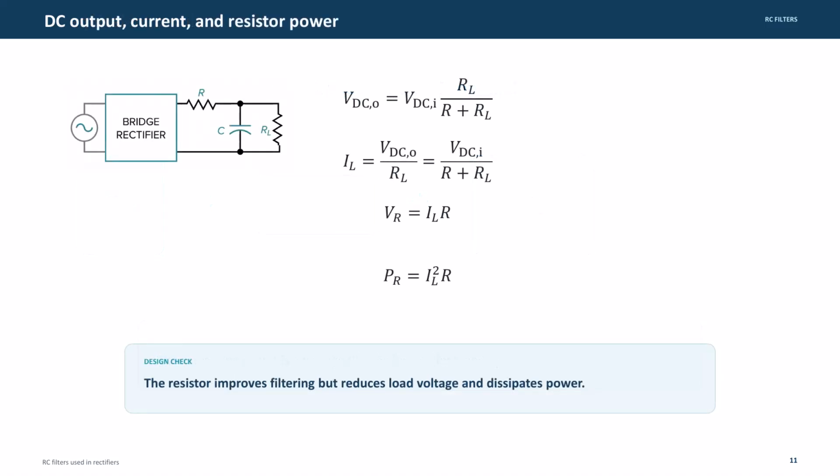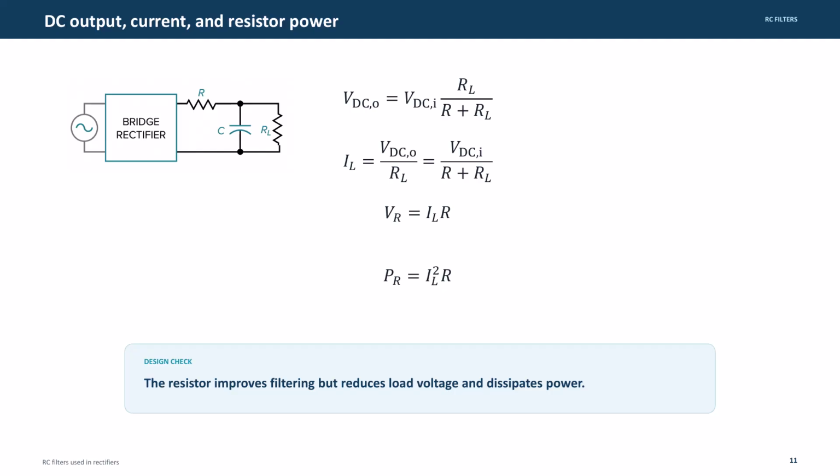The average load voltage follows directly from the voltage divider relation. Dividing that voltage by the load resistance gives the load current, which is also equal to the average input voltage divided by the total series resistance. The resistor voltage drop is load current times resistance. Finally, the resistor power is current squared times resistance.